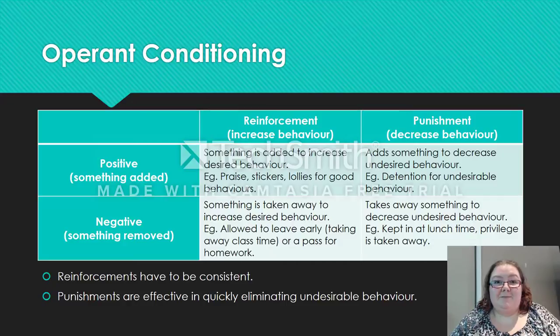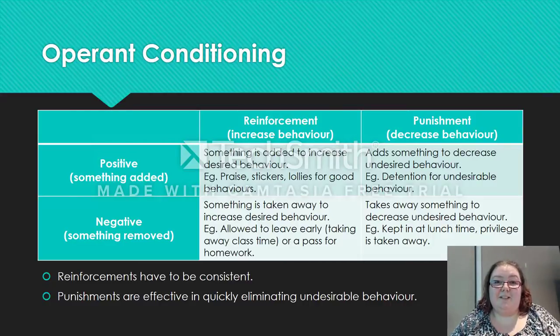Now we will look at operant conditioning. This theory uses reinforcement and punishment to shape behaviours. Reinforcement is aiming to increase a desired behaviour, as opposed to punishment, which seeks to decrease the behaviour. Also, the reinforcement or punishment is classed as either negative or positive. Positive means something is added, whereas negative means something is taken away.